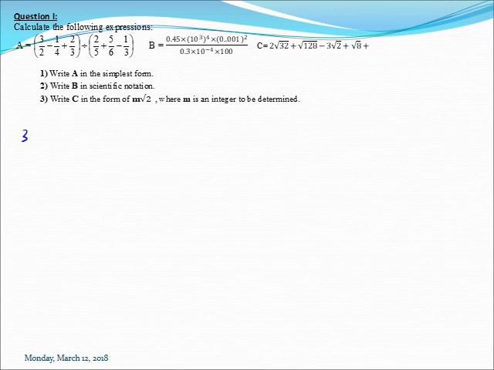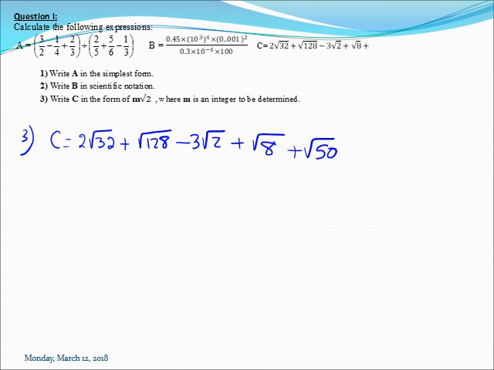Number 3, write C in the form of m radical 2. C equals 2 radical 32, radical 128, minus 3 radical 2, plus radical 8, plus radical 50. It equals 2 radical of 4 squared times 2.